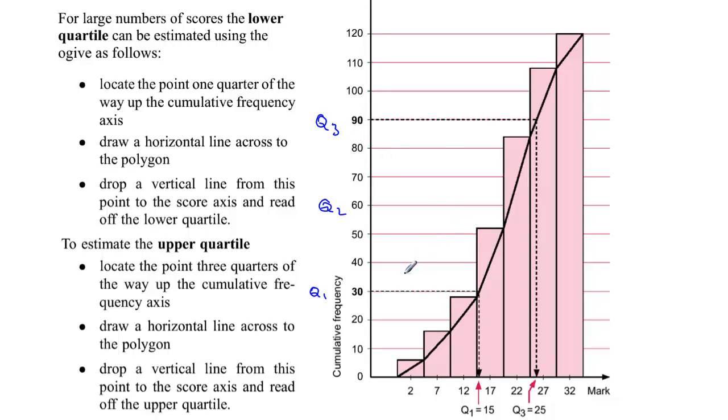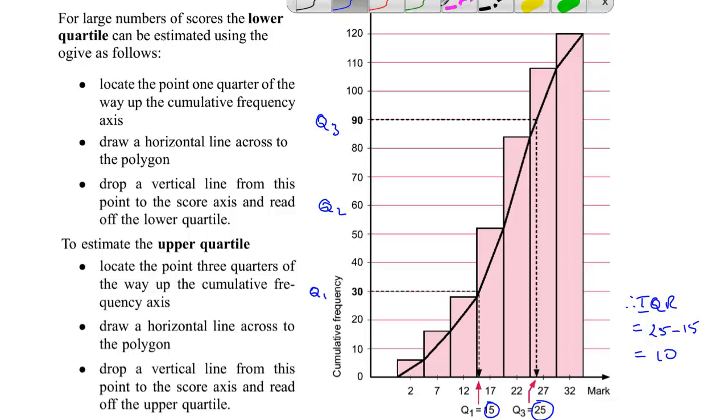So the idea is to find the interquartile range, go for the lower quartile by going across to the ogive, which is that line joining the cumulative frequency bars, down to here, which gives us a 15. Going across from 90 down to the line and right down to the mark gives us a score of 25, and therefore we can say that the interquartile range is equal to 25 take away 15, which equals 10.